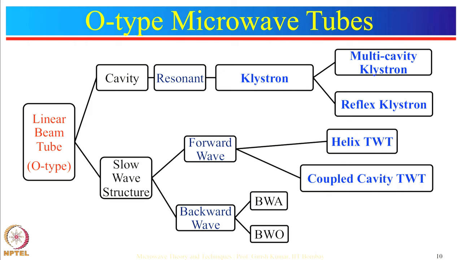So, slow wave structures are of two types depending upon the movement of electrons in the tube. First one is forward wave and another one is backward wave. The examples of forward wave slow wave structures are helix travelling wave tubes and coupled cavity travelling wave tubes, and the backward wave structures are backward wave amplifiers and backward wave oscillators. Now, I will discuss these microwave tubes one by one. So, let us start with klystron.